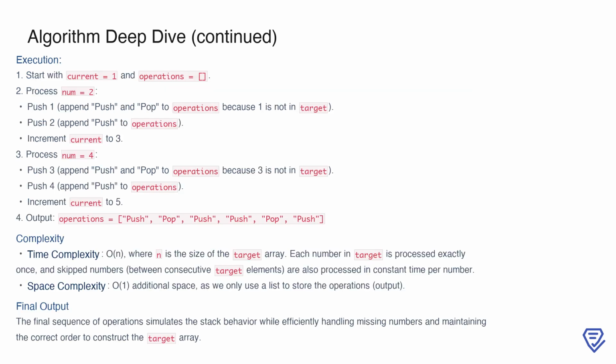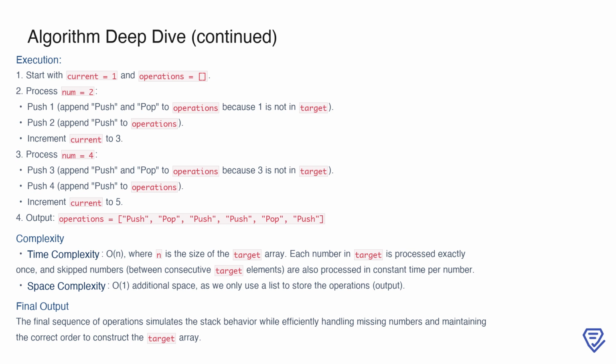Imagine the input is target equals [2, 4] and n equals 4. We start with current equals 1 and an empty operations list. First, we process the number 2. We push 1 and immediately pop it since 1 is not in target. Then, we push 2 and increment current to 3.